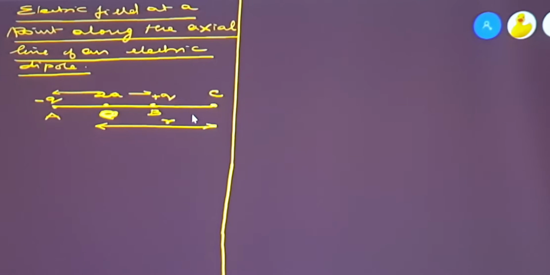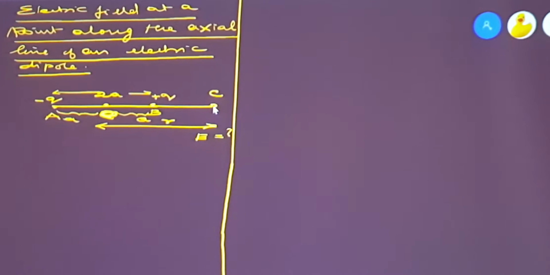Now my task is to calculate the electrical field at this point C. What is the net electrical field at this point C? Let us see how we can calculate. If the distance from minus Q to plus Q, that is A to B, is 2A, then the distance AO or OA is A, and this distance OB is also A.